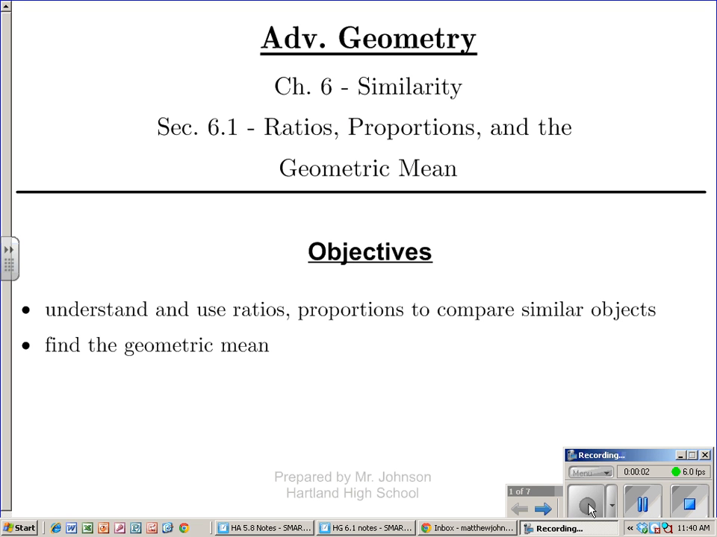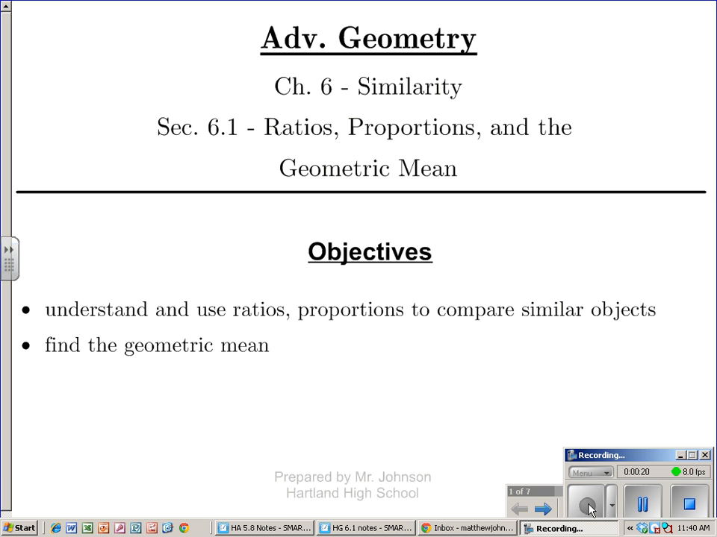Hello everybody, this is Advanced Geometry, starting chapter 6, which as you can see is about similarity. So we've been talking a lot about congruency, where all the corresponding parts are the same. Similarity is, well, they're not the same. They're similar, but they're not the same.